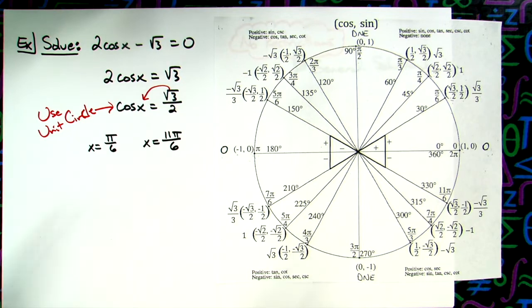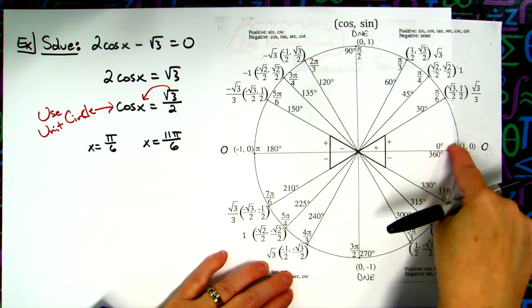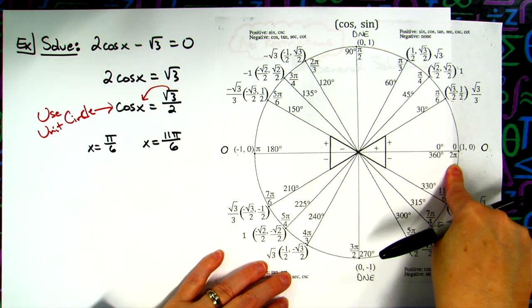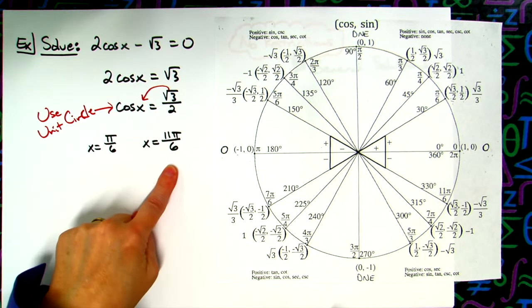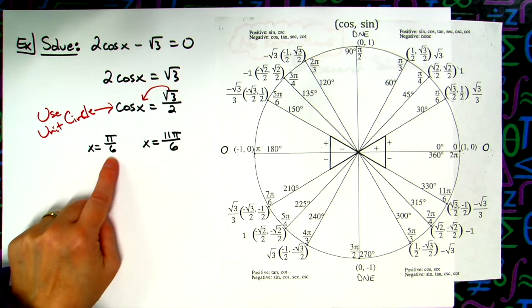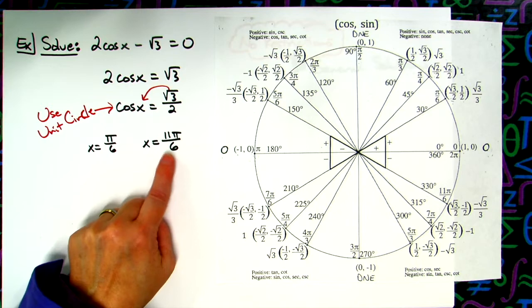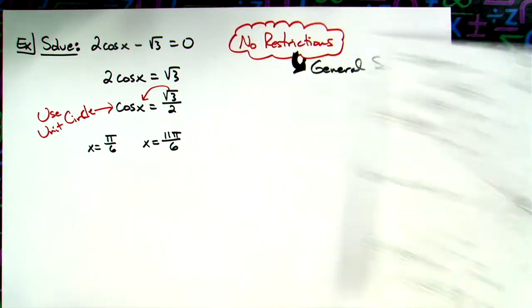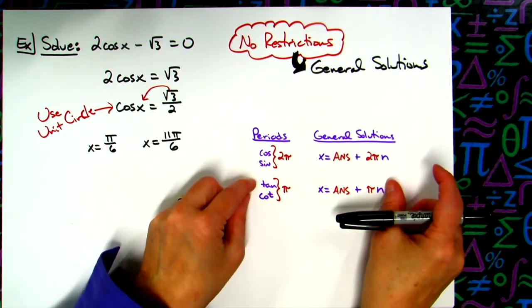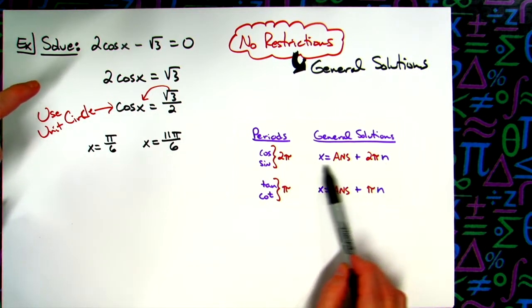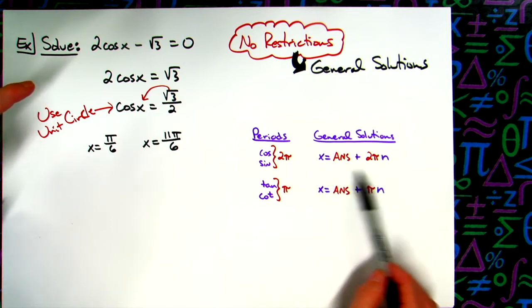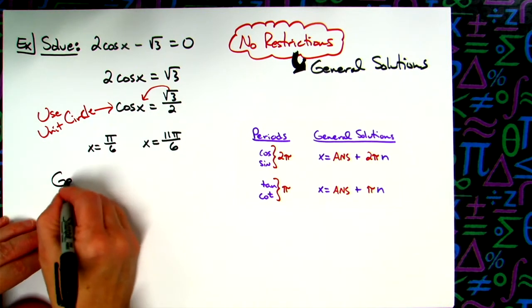Now that's two answers between 0 and 2 pi. Think of it as my red and blue dots from the video. This would be my red dot. This would be my blue dot. So now I need a general solution with this answer in it to give me every red dot, and a general solution with this answer to give me every blue dot. I'm going to move this up here so that we can remember. What kind of function do I have? I have a cosine, which means my general solution has to be in this form. So I'm going to go general solutions.